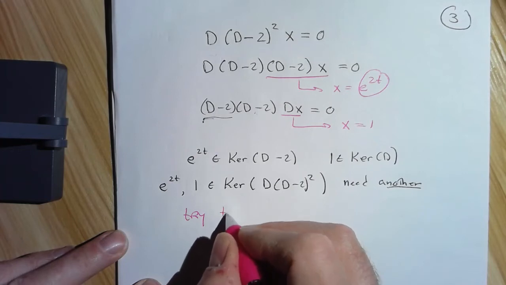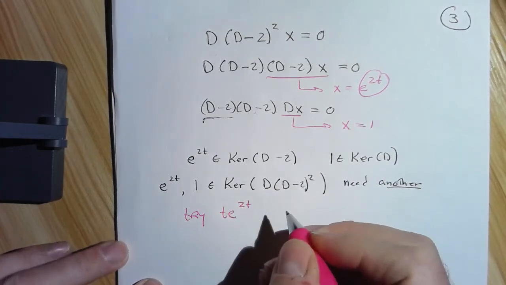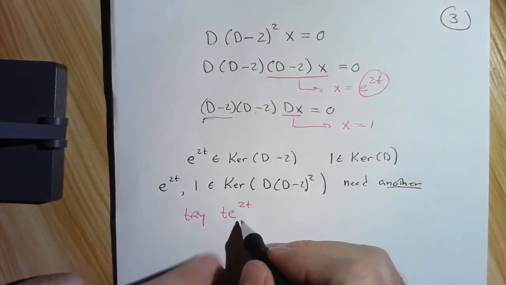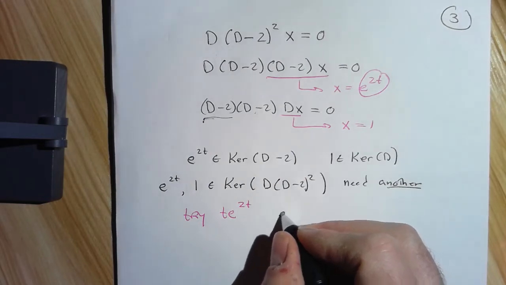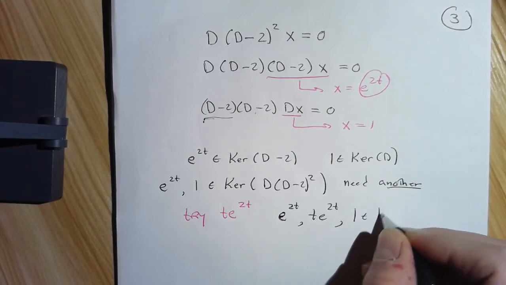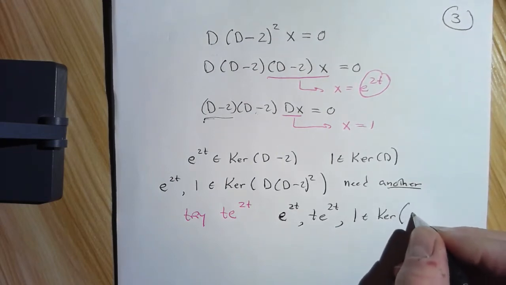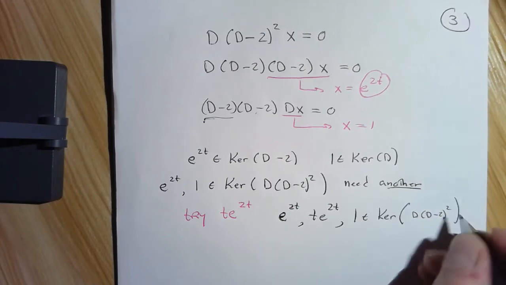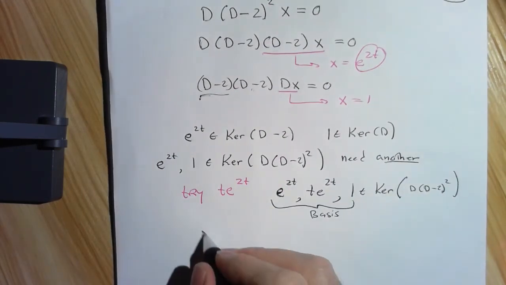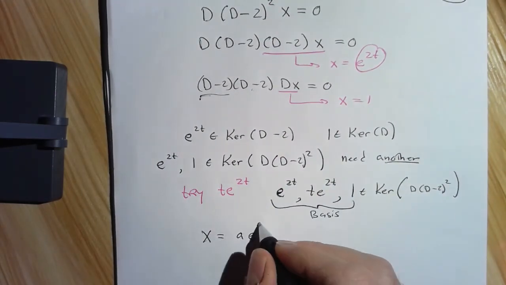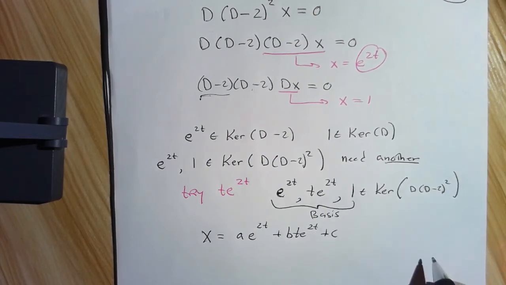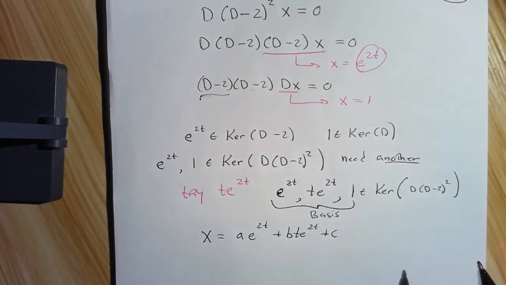So I would try this. It's going to work, right? Because it's very, very similar to the first example. So this would be my third basis element. So e to the 2t, t e to the 2t, and 1. This would form a basis for this operator. And so anything in the kernel would be just a linear combination of these functions.